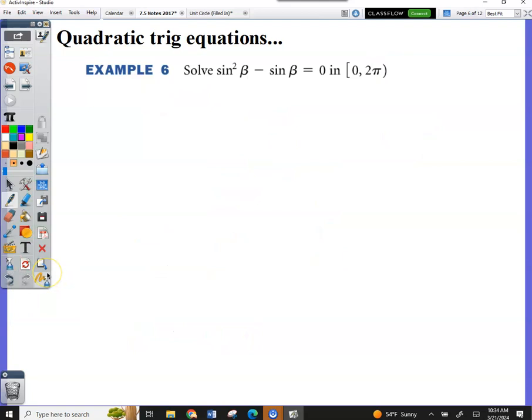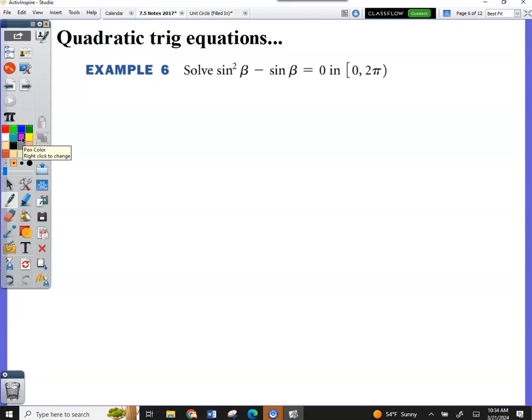All right. So this is showing you, hey, now we're in quadratic trig equations. How do I know it's a quadratic trig equation? Because I have a sine squared and a sine. Look at all of the last practice problems. There was just a regular old single trig function. Now there's more than one. And one's squared and one's not. Okay?